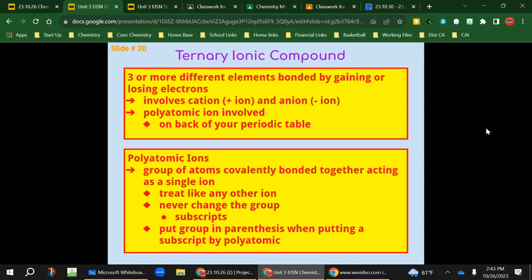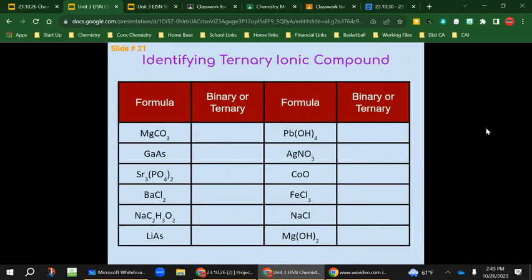What do you mean? When do we add parentheses? When you're going to have to put a subscript by the group. So I'll show you. Okay? All right. First of all, MgCO3.